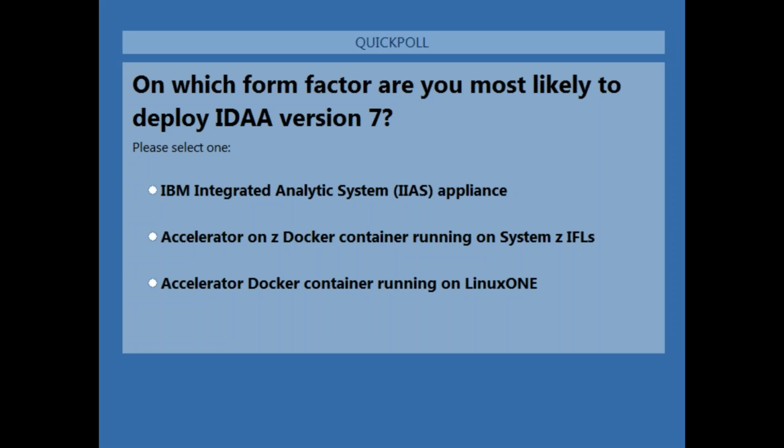So I'm going to go ahead and close this poll, but the results are interesting. We have 69 who've replied, so about 70% of the attendees: 33%, a third, on IIAS, 56% Accelerator on Z, and 11% on Linux One.